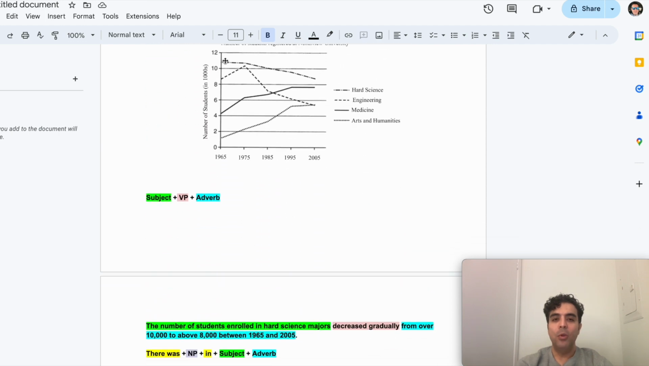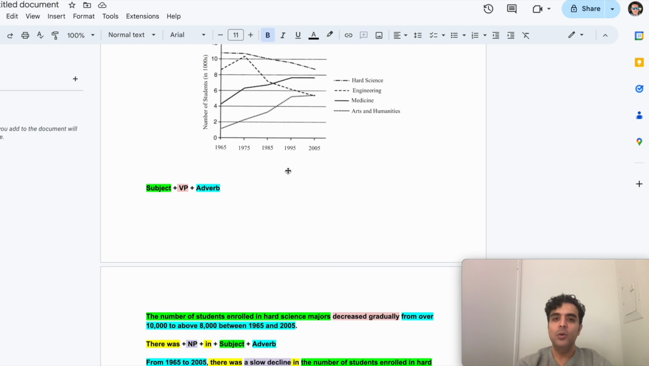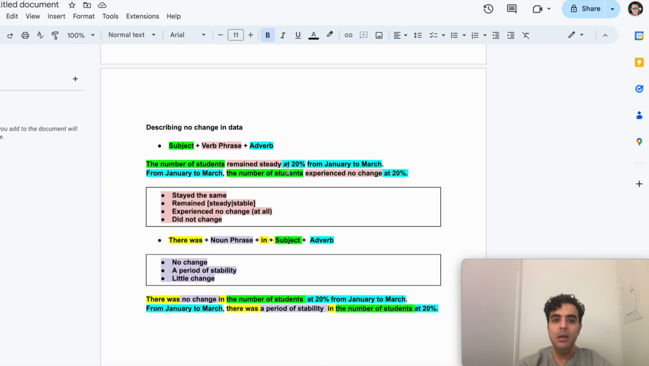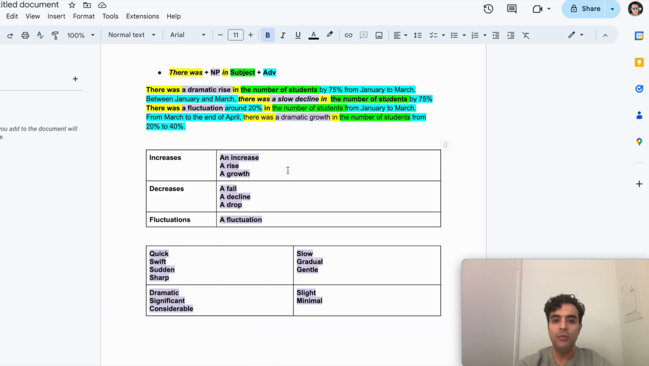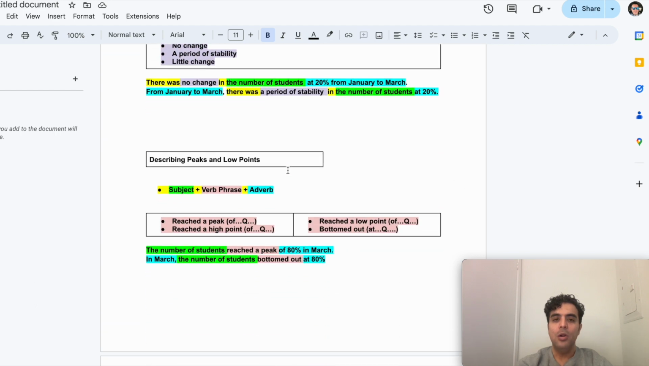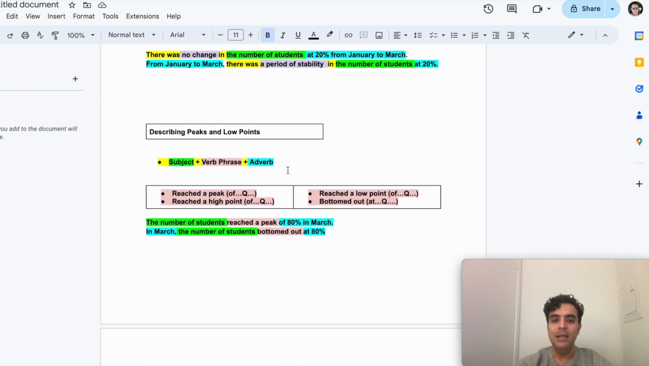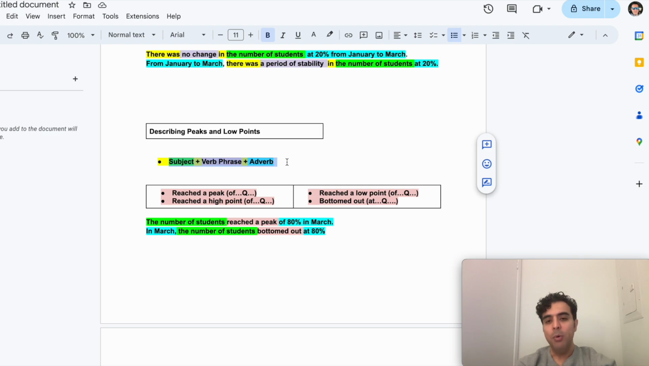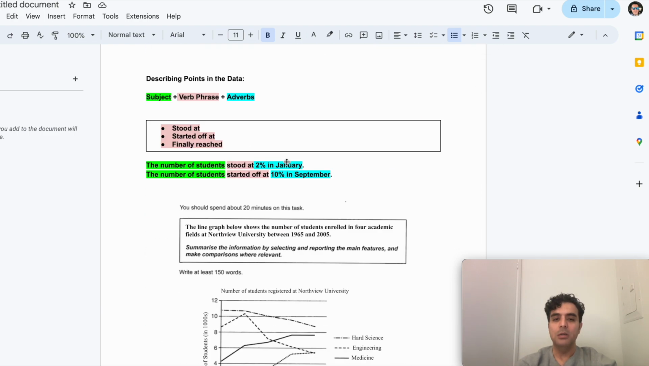Okay, so we've done a sample increase, decrease. We did like one decrease. We've done a period of stability. Now we want to mention a peak, how it reaches a peak. Very quickly, we're going to review the structure first, and then I'll show you how you could write this. So the structure is basically subject, verb, adverb, and these are the verb phrases. So we have reach a peak, reach a high point, reach a low point, and bottom out.